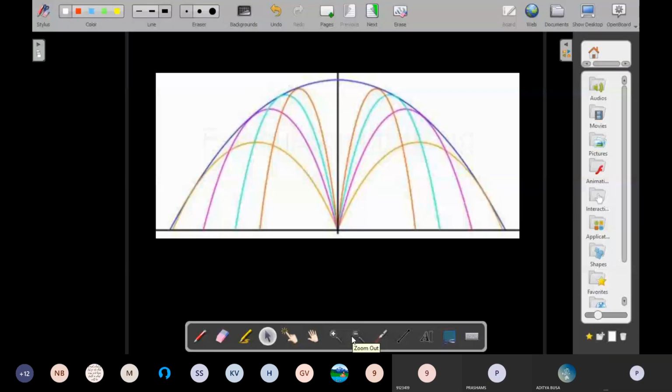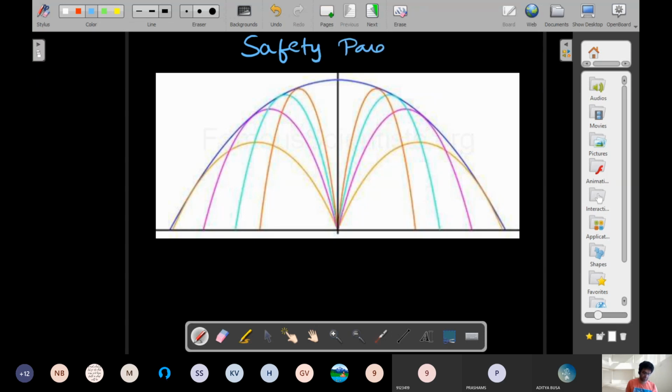Let me just put up the heading. Why it is called so will be revealed during the class. Right, so imagine there is a ground to ground projectile.